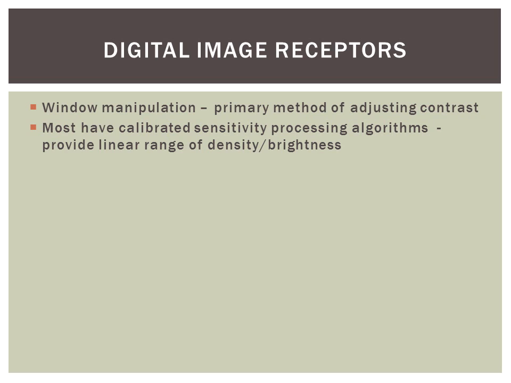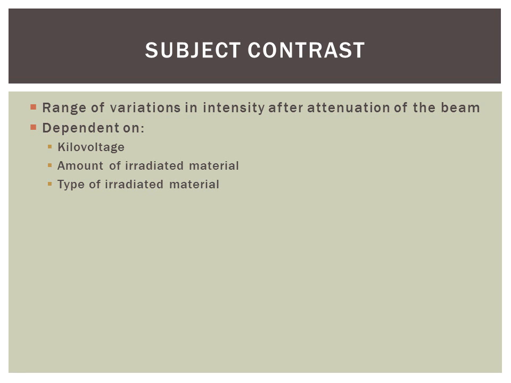Digital image receptors: window manipulation is the primary method for adjusting contrast. Most have calibrated sensitivity processing algorithms, which provide a linear range of density and brightness. Subject contrast is the range of variations in intensity after attenuation of the beam. It is dependent on kilovoltage, amount, and type of irradiated material.